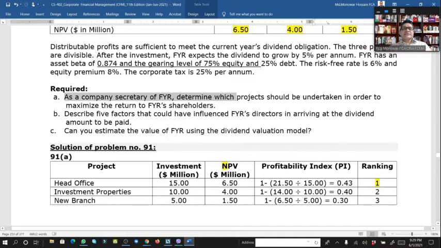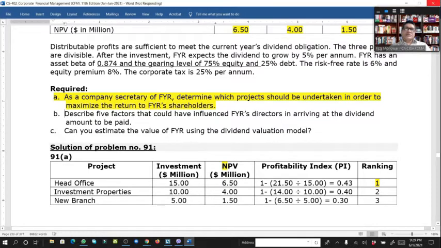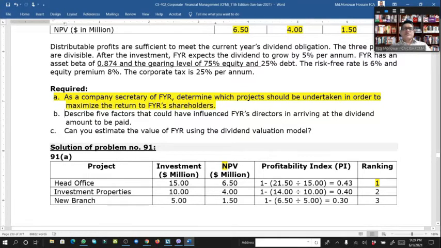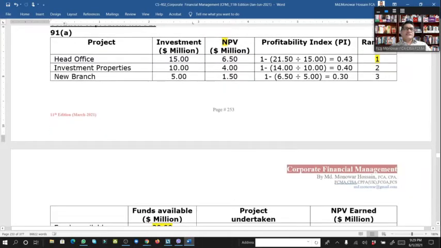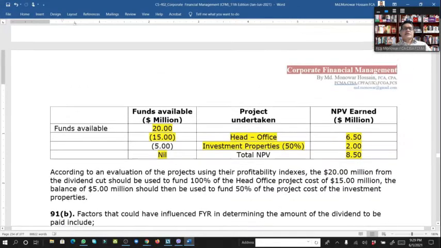As a company secretary, you should recommend that we have to invest head office 100% and investment property 50%. By this investment, we'll get the proper, that means highest NPV. And describe 5 factors that could have inflated the director's arrival dividend amount to be paid. So here the 5 factors are net realizable profit, a loan agreement, inflation capacity, company liquidity, gearing level, and significant, that is the theoretical.